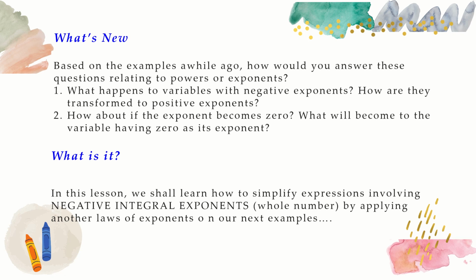How about if the exponent becomes 0? What will become to the variable having 0 as its exponent? Diba ang f 6 minus 6 kanina kay f 0? Pag final answer na, wagtang na ang f, diba? Okay. So what is it? In this lesson, we shall learn how to simplify expressions involving negative integral exponents, including 0, by applying another laws of exponents on our next examples.